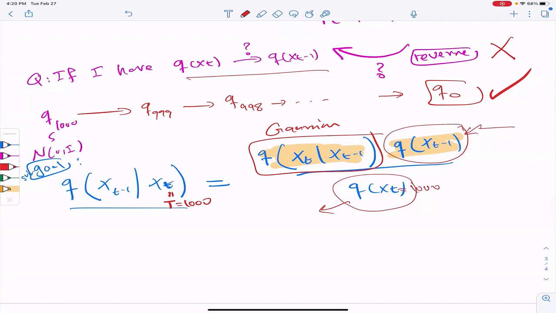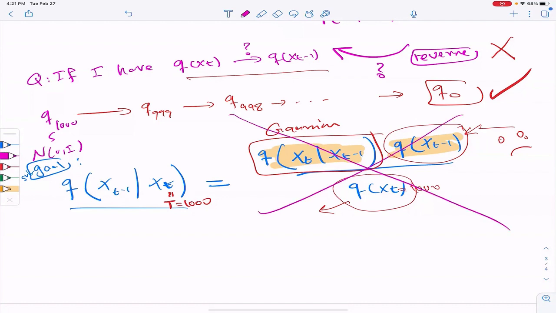But if it is the same distribution, then it is just Gaussian noise all the way. Your Q999 is Gaussian, then your Q998 is Gaussian, normal, up until your Q0. I don't have this, bummer. Only one here. So, all right. Maybe Bayes' rule wasn't good overall, right? So, no use.